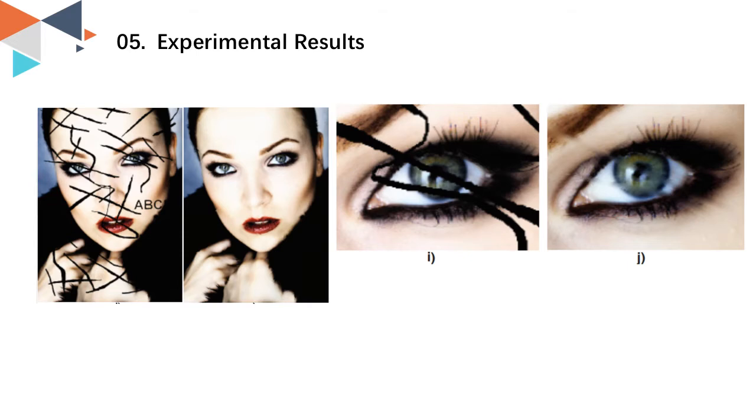Generally, this looks good, but if we zoom in, we can still see some artifacts in figure J compared with figure I. This is due to a blurring effect. If we want to recover the image in detail, this is not good enough.